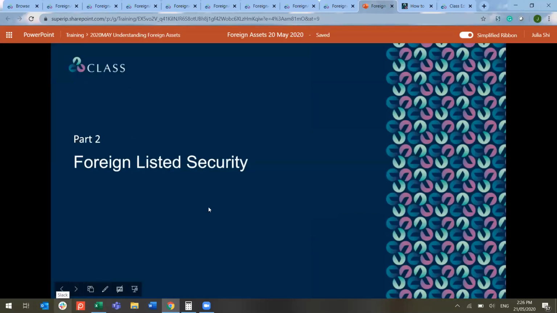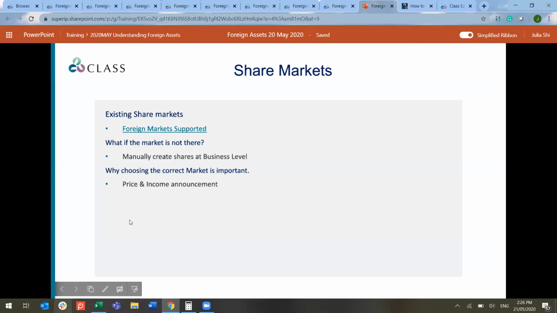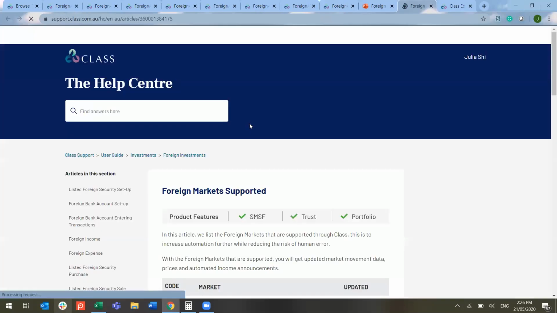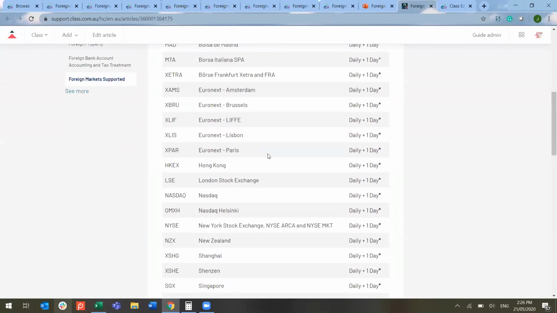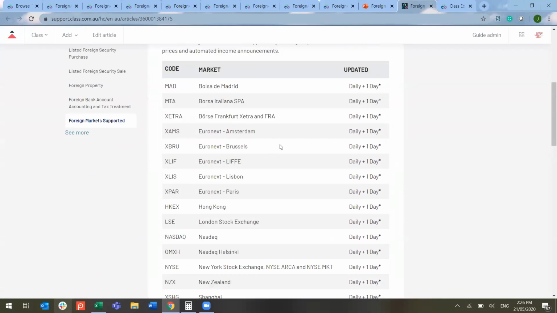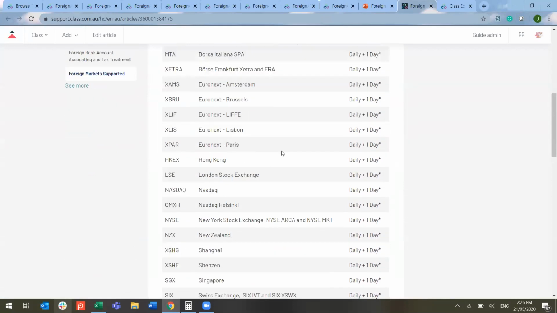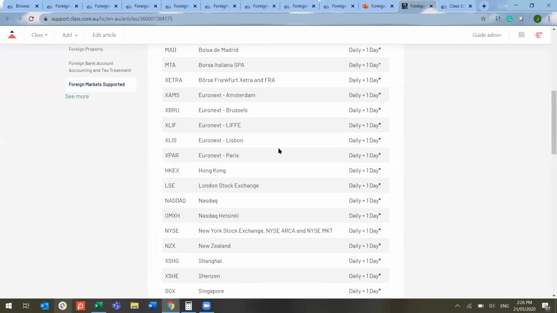Okay, coming up to the second topic. This is about foreign listed securities. We have existing share markets. How many existing share markets do we have at the moment? We have 21 foreign markets supported. We actually just had another 2 added during the last April release. So it's good that we support more.